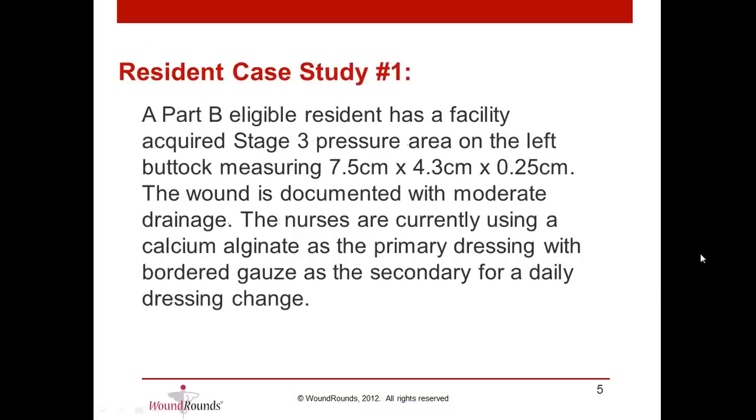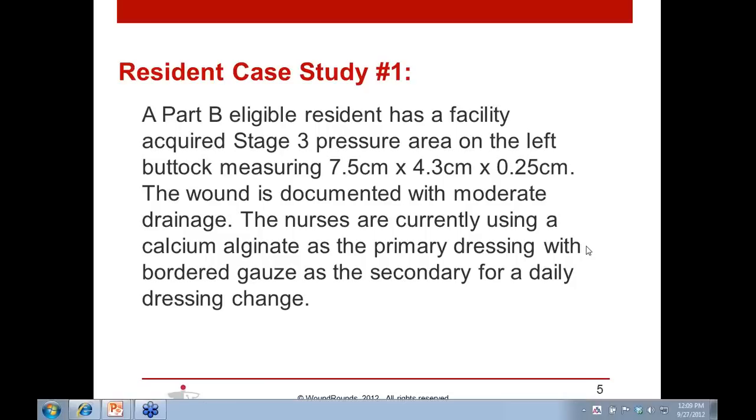To give us an idea of an actual estimated reimbursement amount, let's take a look at our first resident case study. This wound happens to be the treatment nurse's problem wound. The wound is documented as a stage 3 pressure area on the left buttocks, measuring 7.5 by 4.3 by 0.25 with moderate drainage. Due to that amount of exudate and a small amount of slough still present in the wound, the treatment nurse is using a calcium alginate with a bordered gauze for a daily dressing change.